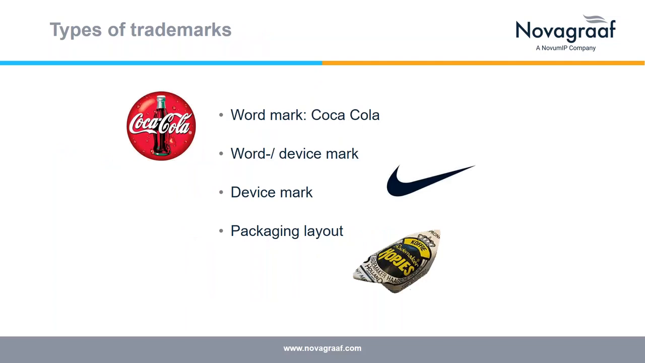Now, other types to be distinguished between trademarks are word marks, such as in this example, Coca-Cola. With a word mark, you gain very broad protection on the word itself, but not so much on the logo, which you will gain when you register a word and device mark, such as in the left example, the Coca-Cola with the red shield and bottle, which is also very well known. You can also register a device mark separately, such as the swoosh of Nike, which is of course very recognizable. And also a packaging layout can be subject of trademark registration.